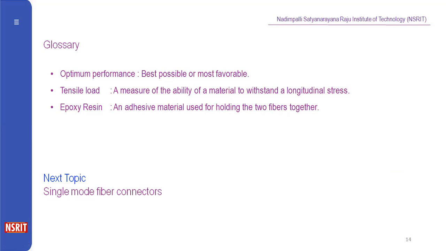What are the terms that we have come across? Optimum performance: best possible, most powerful. Tensile load: a measure of the ability of the load to withstand a longitudinal stress. Epoxy resin: an adhesive material used for holding the two fibers together.